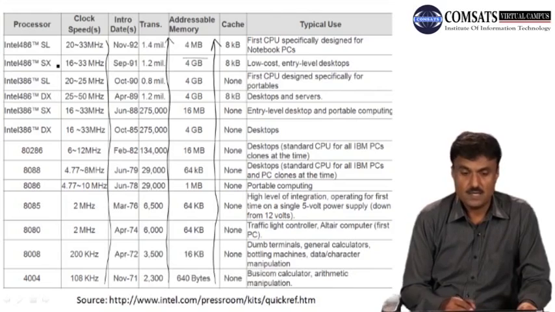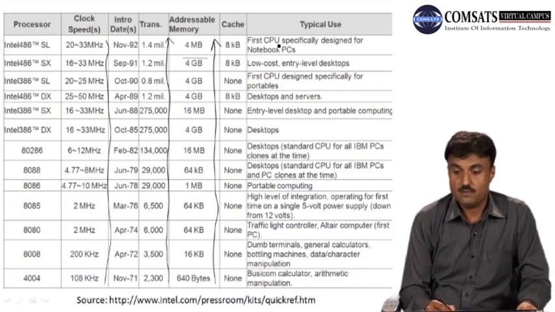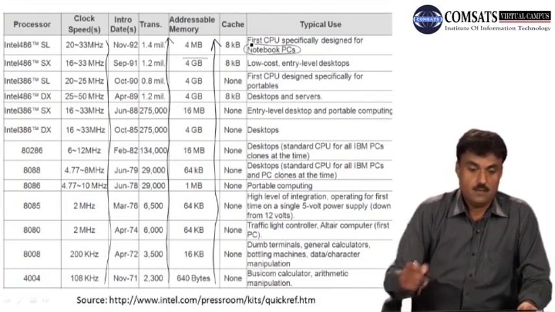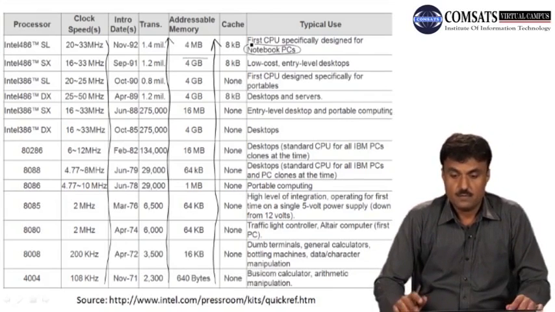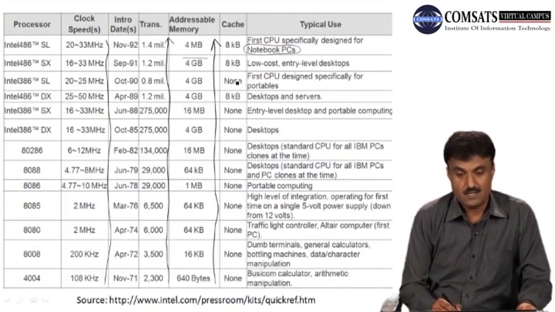This is the microprocessor that was used for low cost and low level desktops, and it was designed for notebooks to make it low power. It was going to consume less power than the 486.